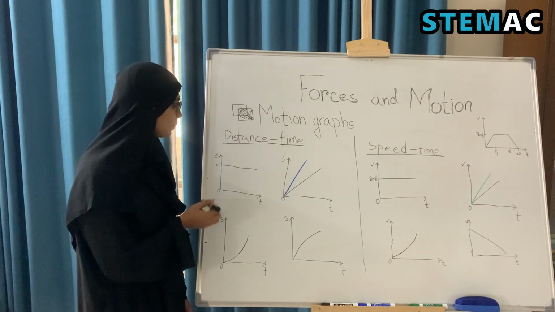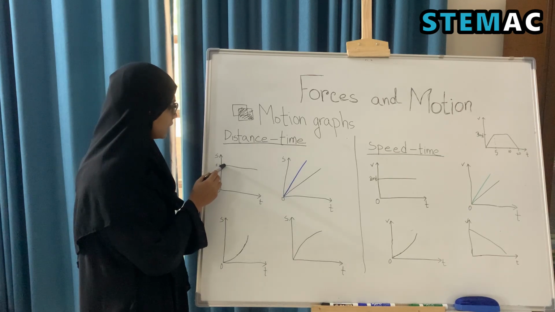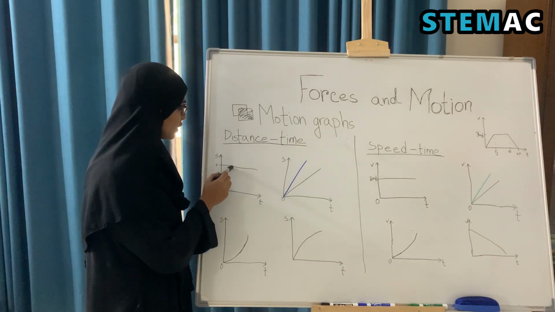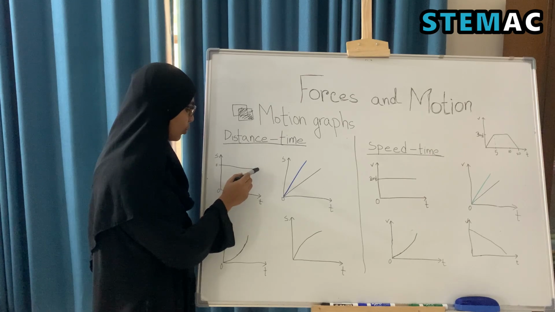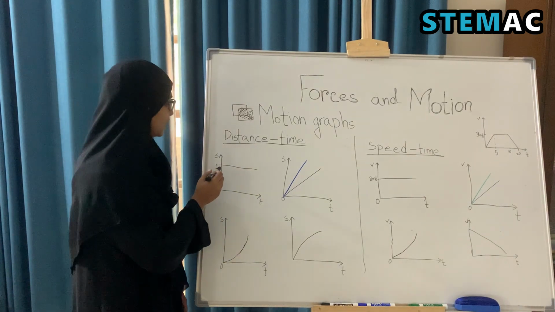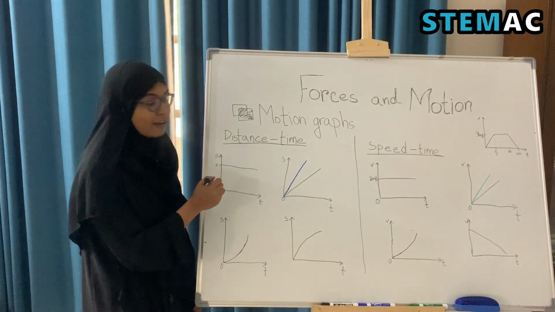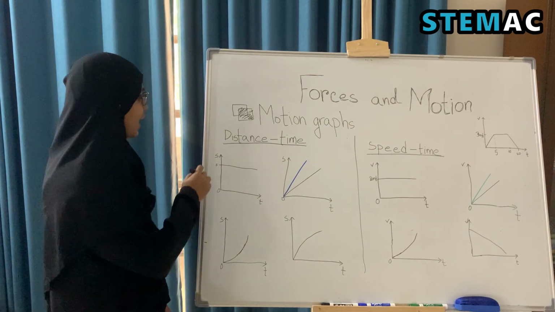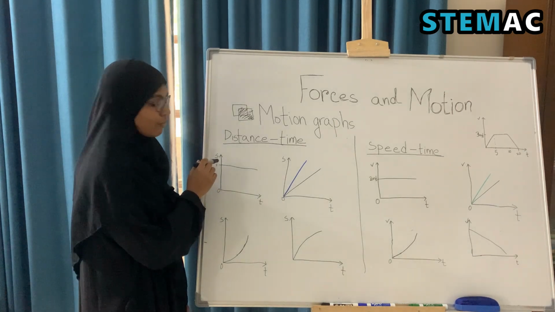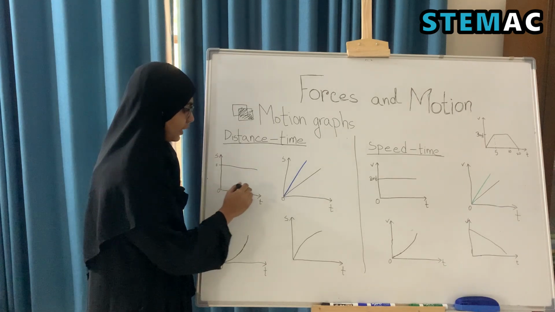So here we can see that the distance is constant even though time is increasing. That means the car is not moving at all. If this is a distance time graph for a car, the car is 5 meters from a point and it's staying at that point, it's not moving.